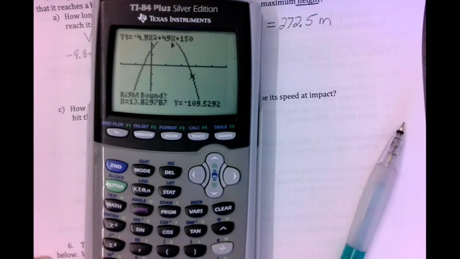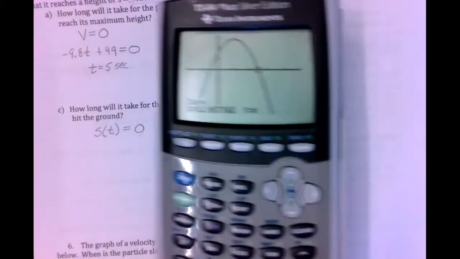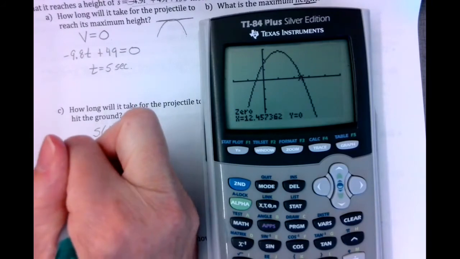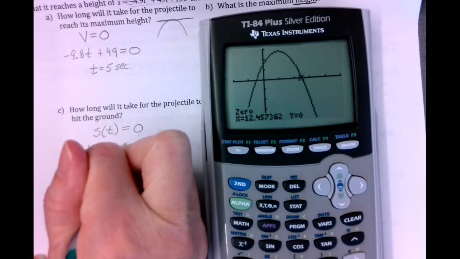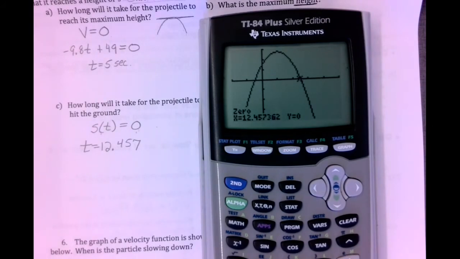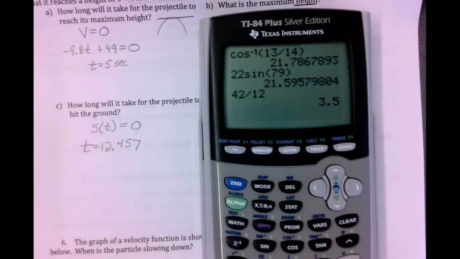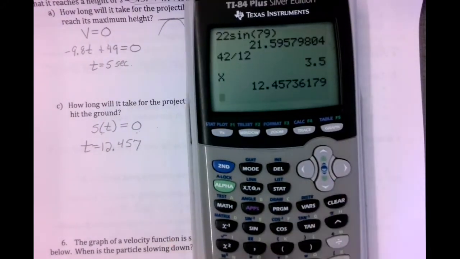So the 0 of my function, or when it hits the ground, is at t equals 12.457 to 3-place decimal accuracy. Have to have 3-place decimal accuracy. Now a cool feature is that if you put in x back in the home screen, it retains the value it just found, which is a very nice feature. You can also do things like store the value to variables. You can let me know in class if you've done this or haven't done it, and I can show you how to store.